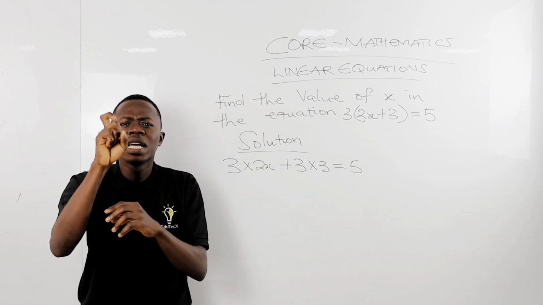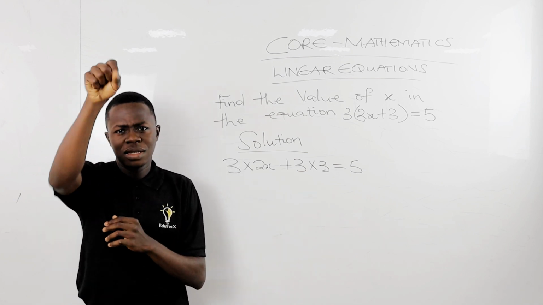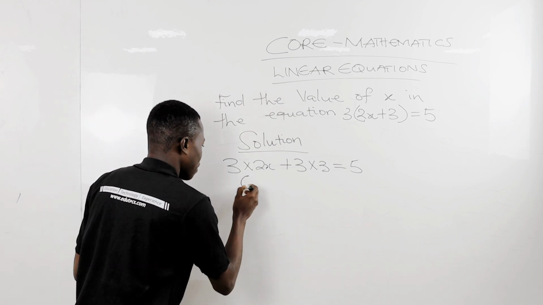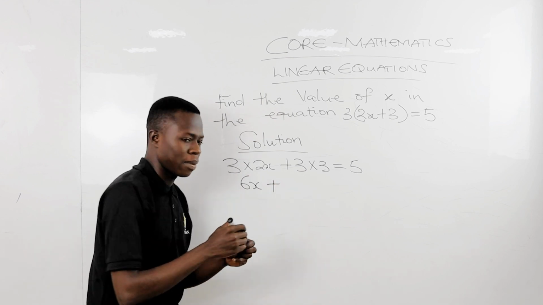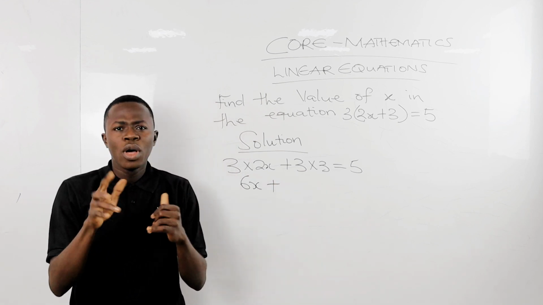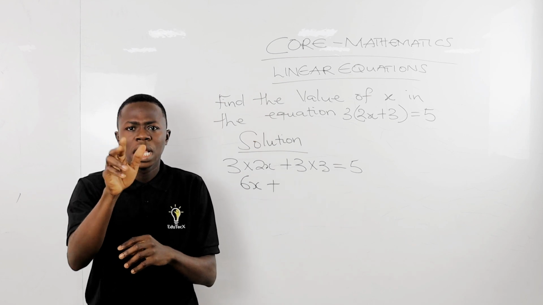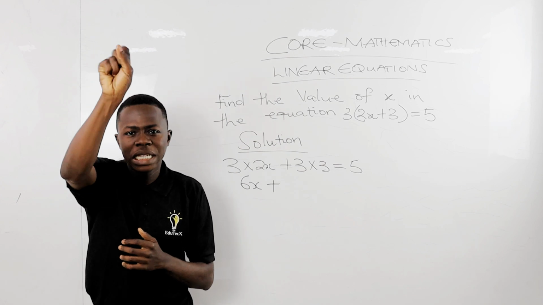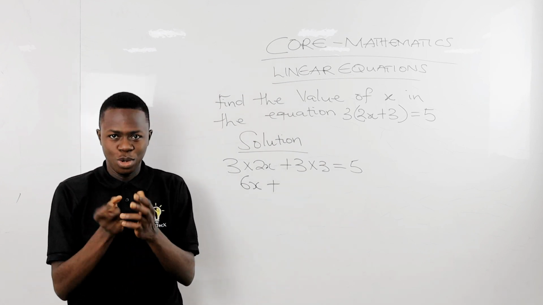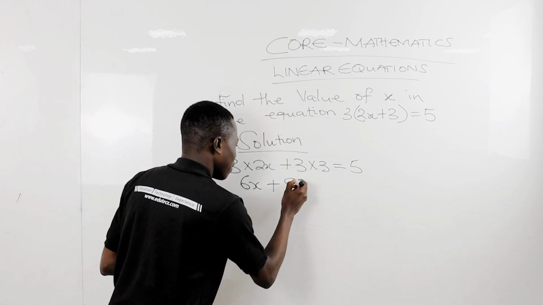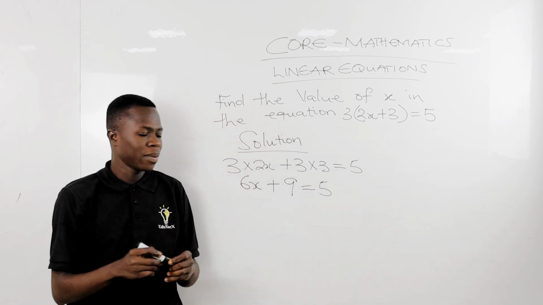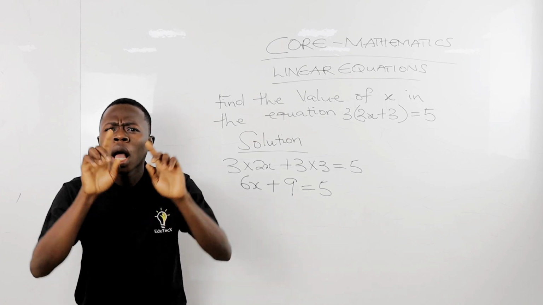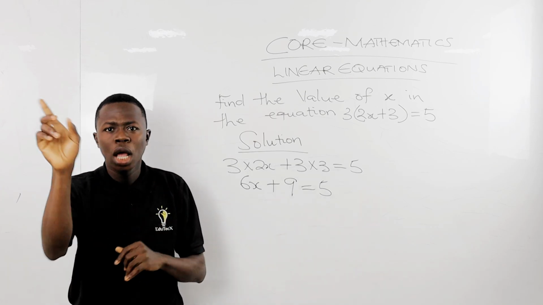Now, 3 multiplied by 2x will give us an answer to be, yes, 6x. So let's write that, 6x, plus 3 multiplying 3, and the answer will be, try. Yes, 9. The answer is going to be 9. So let's try writing that too. Okay, so we have 6x plus 9 equals 5.